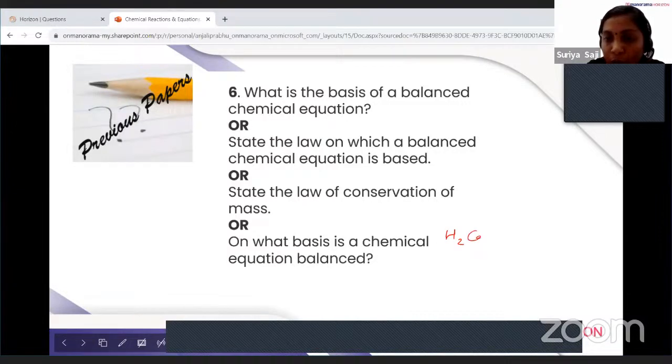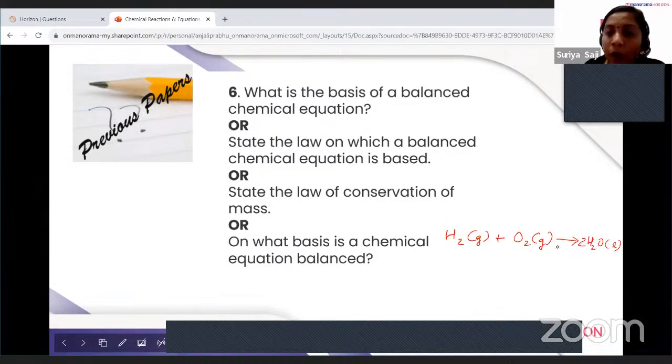H2 gas plus O2 gas gives H2O liquid. So we will balance this. On the reactant side, it is 2 hydrogen, the product also has 2 hydrogen. When we check oxygen, here it is only 1 oxygen, here it is 2 oxygen. So we will give 2 in front of water; 2 is the stoichiometric coefficient.